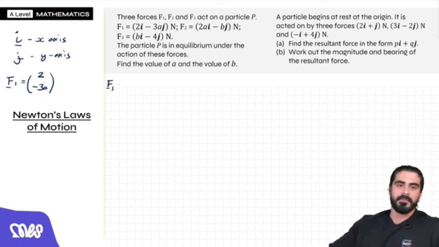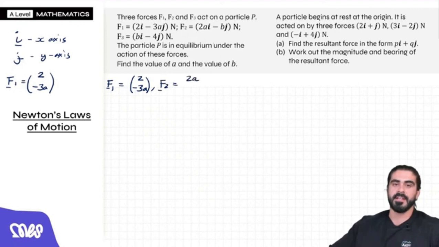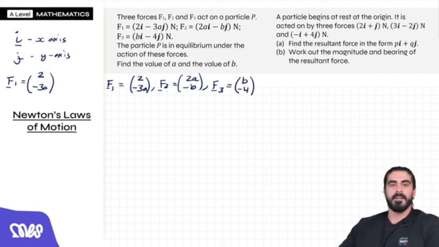So F1 is 2, minus 3a. F2, so you can see it says 2ai, so it's 2a on the x-axis and minus b on the y. And finally F3 is bi, so just b and minus 4j. The particle P is in equilibrium under the action of all of these forces. Find the value of a and the value of b.